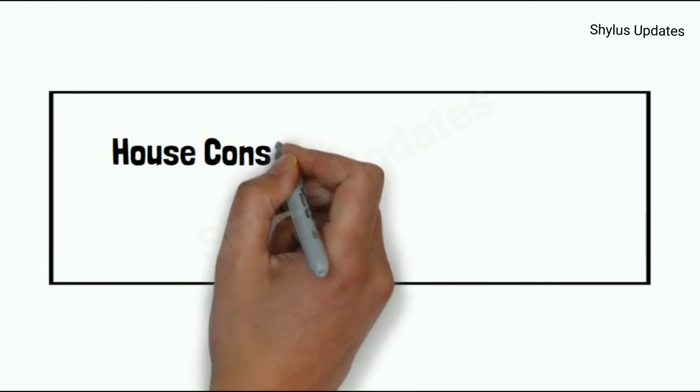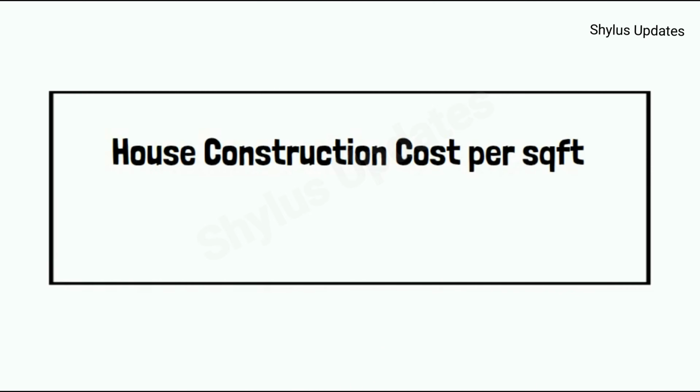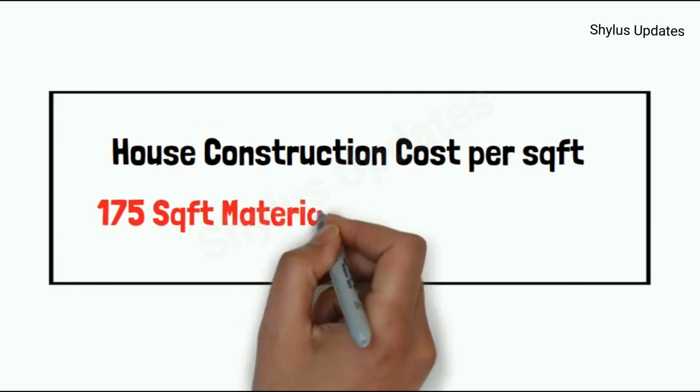House construction cost per square feet. 175 square feet material cost and labor cost.